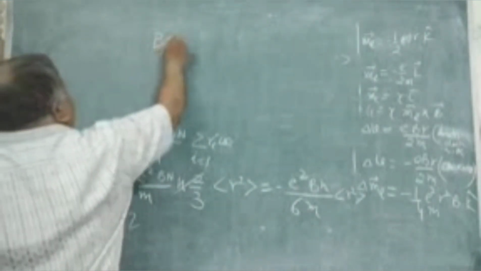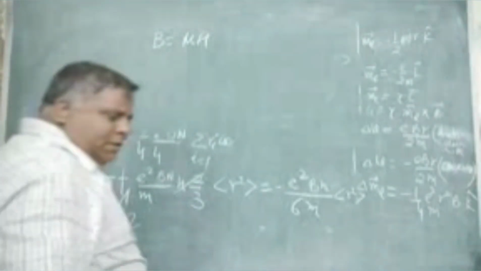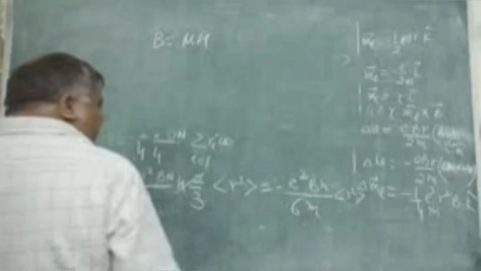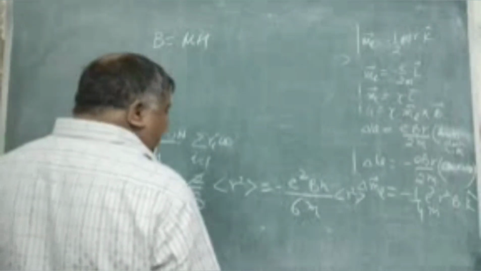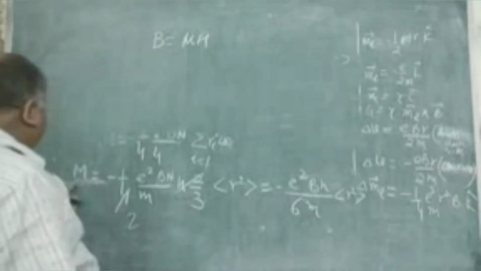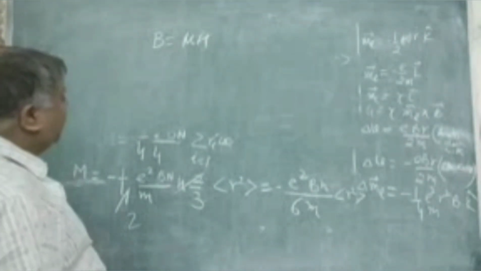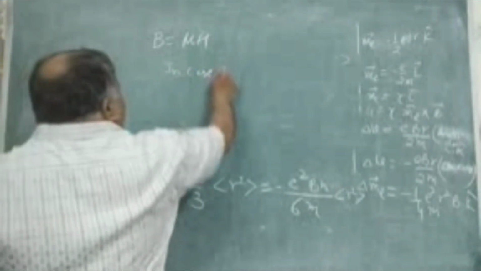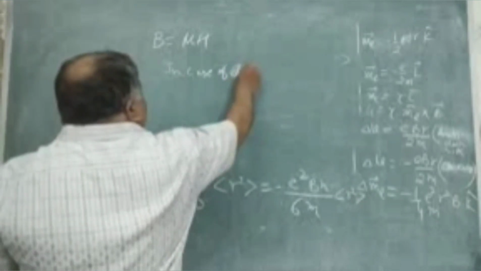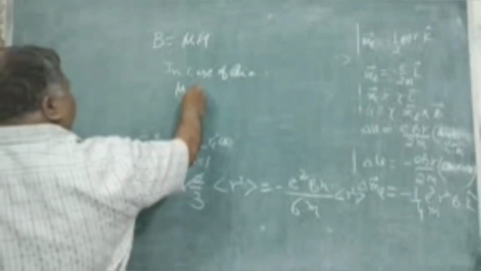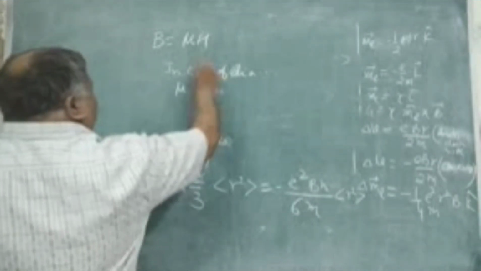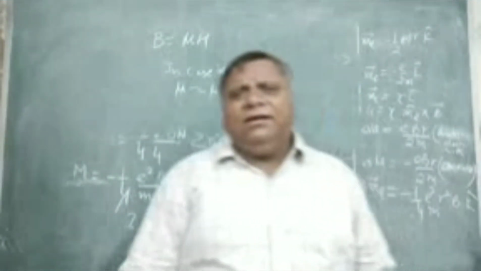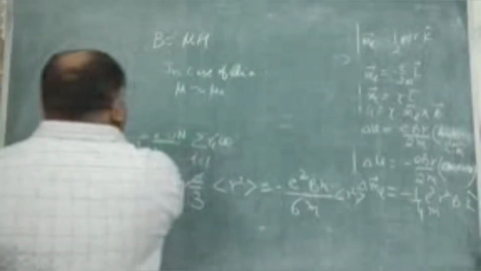We have B equal to mu H, because the magnetic field is generally applied in terms of H. So let us change to H. Also, magnetic susceptibility can be easily calculated with the help of an expression which involves M and H. Also, in case of diamagnetism, mu is almost equal to mu naught, slightly less than mu naught.